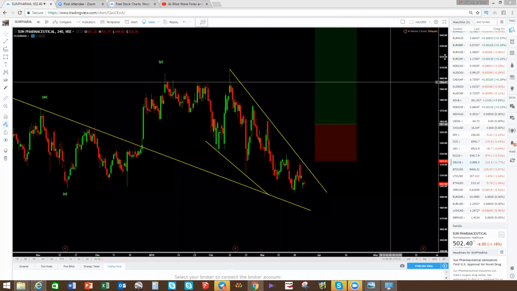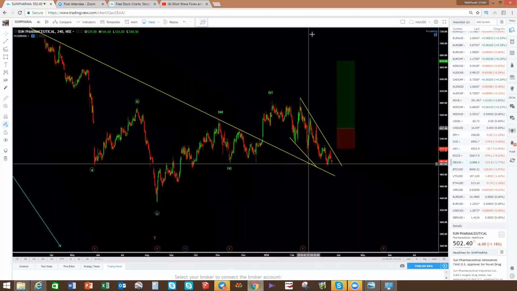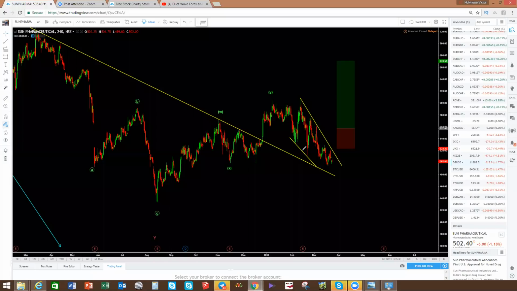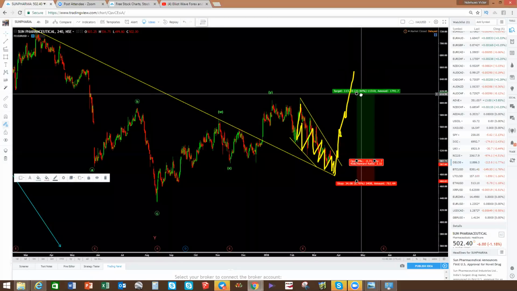Let's just show you the overall structure. This is Sun Pharmaceutical in India. So here you're getting a nice V pattern. And when this is complete, we're going to get a move up. We have not taken the trade yet because it is not confirmed. So we're going to wait for it to confirm.